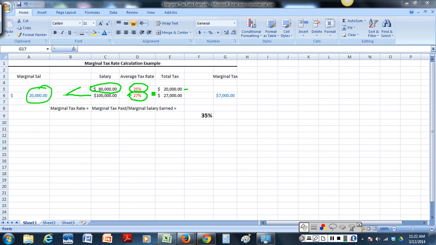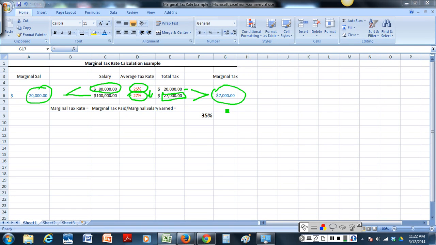That looks like the increase is just about 2%, from 25 to 27, but that's on average. But on a marginal basis, it's a lot more than that. How do we calculate that? Well, at $80,000 salary, at an average tax rate of 25%, our total tax is $20,000. At $100,000 salary, at an average tax rate of 27%, our total tax is now $27,000.